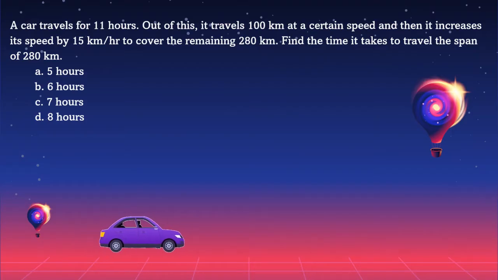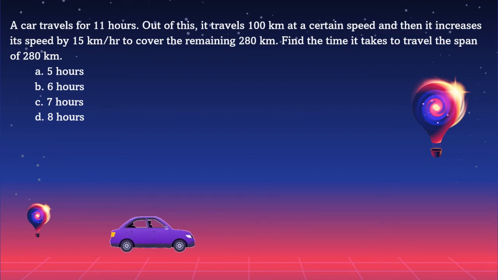Yes, so this is another interesting question here. A car travels for 11 hours. Out of this, it travels 100 kilometers at a certain speed, and then it increases its speed by 15 kilometers per hour to cover the remaining 280 kilometers. Find the time taken to travel the span of 280 kilometers.